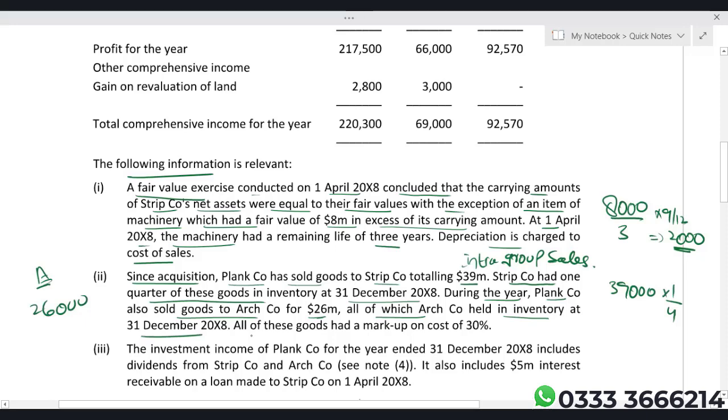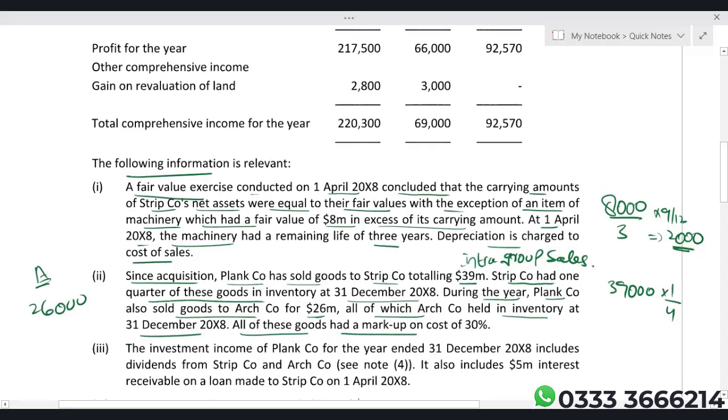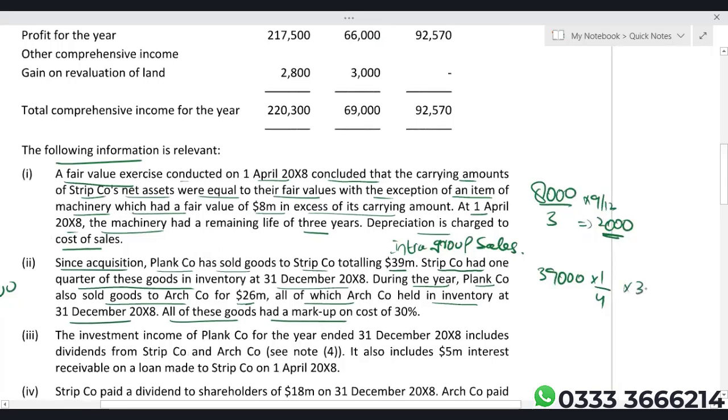At December X8, all these goods had a markup as a percentage of cost. So here it will be 30 upon 130. So 39,000 times 1 upon 4, times 30 upon 130 gives me 2,250. And we know that unrealized profit on closing stock is added to COGS.